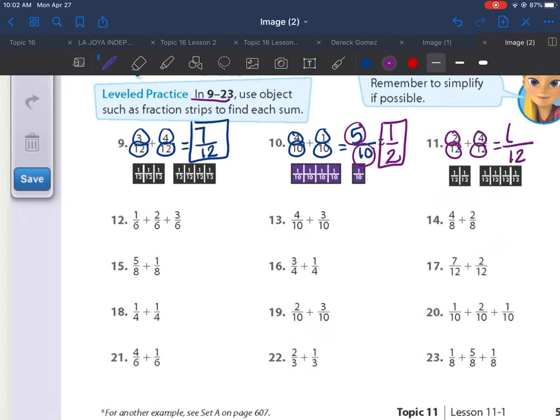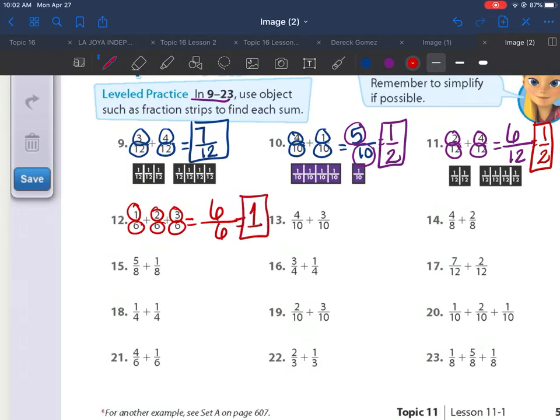Number 11, denominator stays the same. 4 plus 2 is 6. Notice here, 6 is half of 12. So I'm going to make it smaller. 6/12 means half. Number 12, denominator stays the same. 3 plus 2 is 5, plus 1 is 6. When the number at the top and the number at the bottom are the same, that means 1 whole.